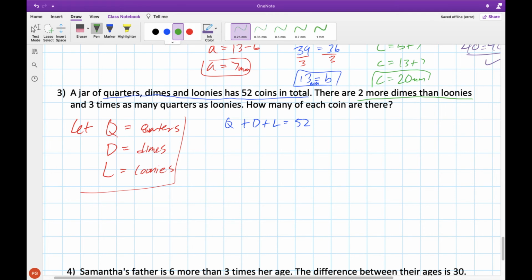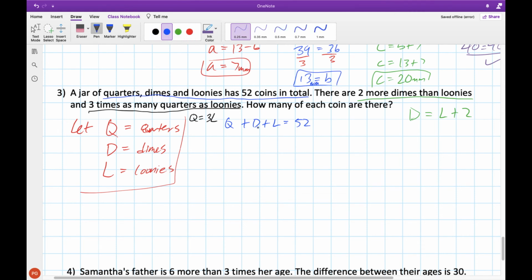We can use this first piece of information, 2 more dimes than loonies. That tells us the number of dimes is equal to the number of loonies plus 2. There's 2 more dimes than there are loonies. 3 times as many quarters as loonies. So that tells us the number of quarters is equal to 3 times the number of loonies. So we'd have to take the number of loonies multiplied by 3 to get us the number of quarters.